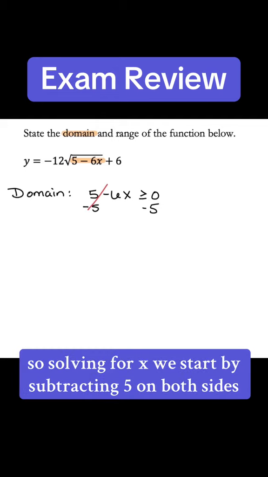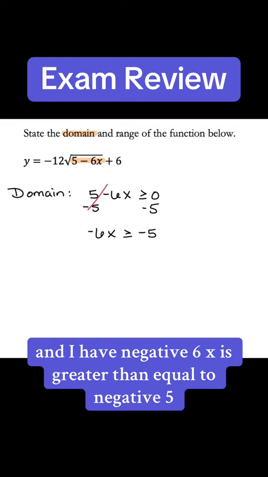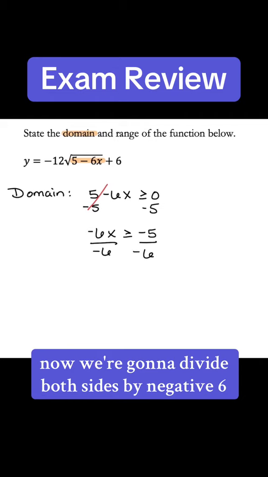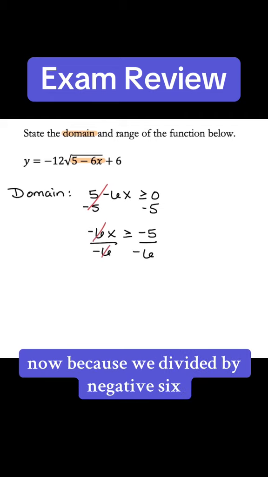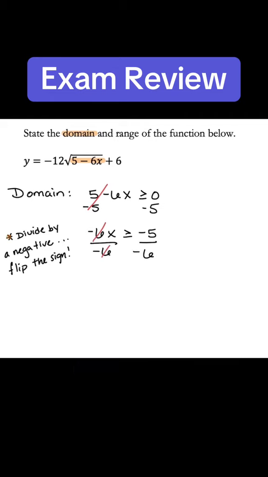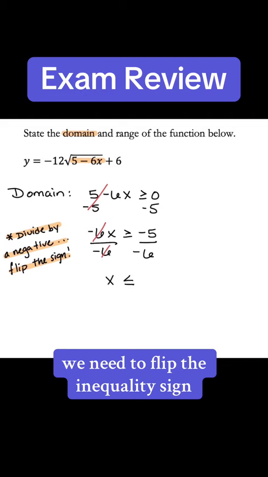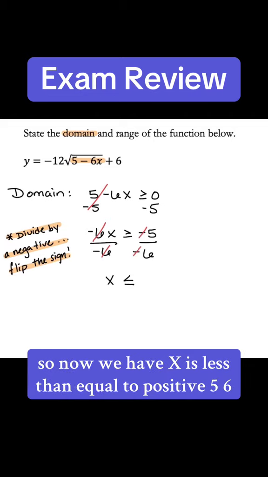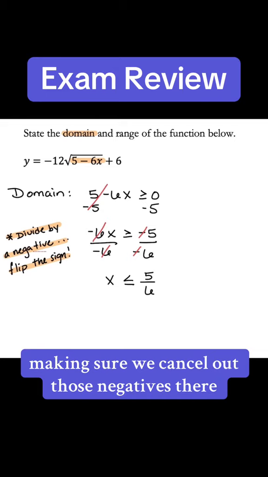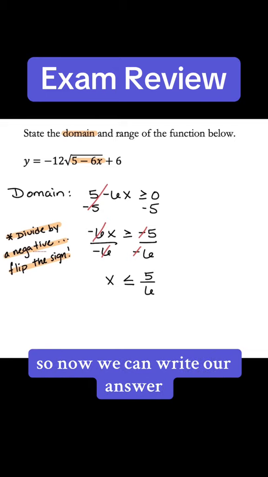So solving for x, we start by subtracting 5 on both sides, and I have negative 6x is greater than or equal to negative 5. Now we're going to divide both sides by negative 6. Now because we divided by negative 6, or specifically because we divided by a negative, we need to flip the inequality sign. So now we have x is less than or equal to positive 5/6, making sure we cancel out those negatives there. So now we can write our answer, and we have two choices.